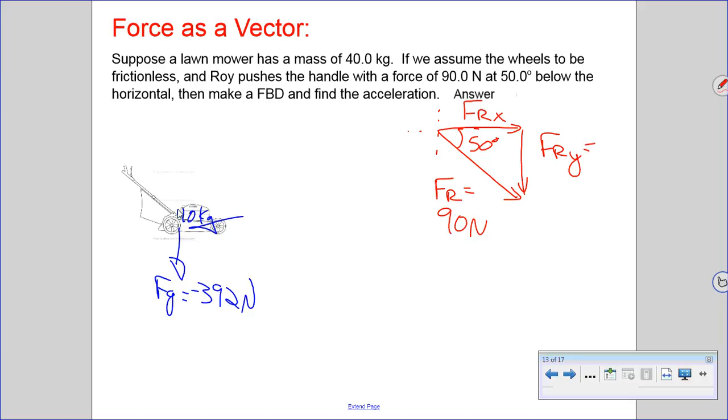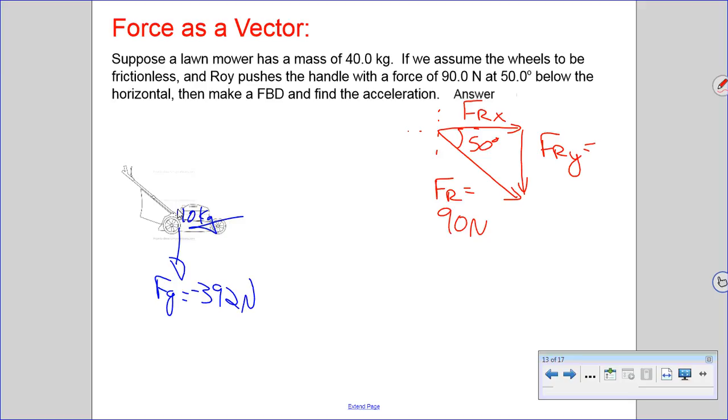Eventually, we're going to deal with friction. I don't know if you guys remember, but the force of friction depends on the normal force, right? So him pushing down on the mower is going to increase the normal force, which is going to increase your friction. But again, we're not worrying about that yet. But it's coming down the road.